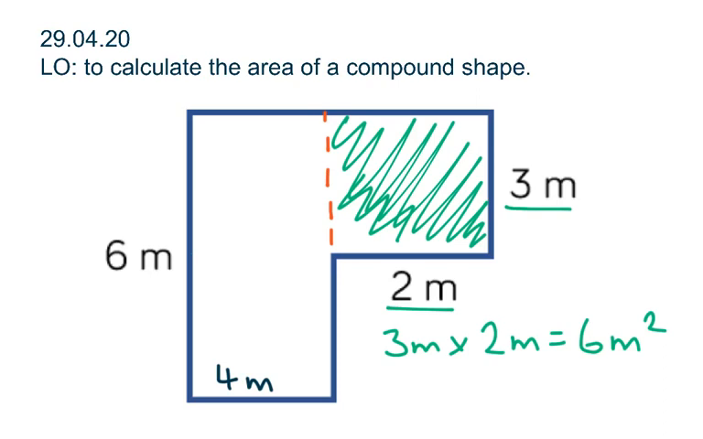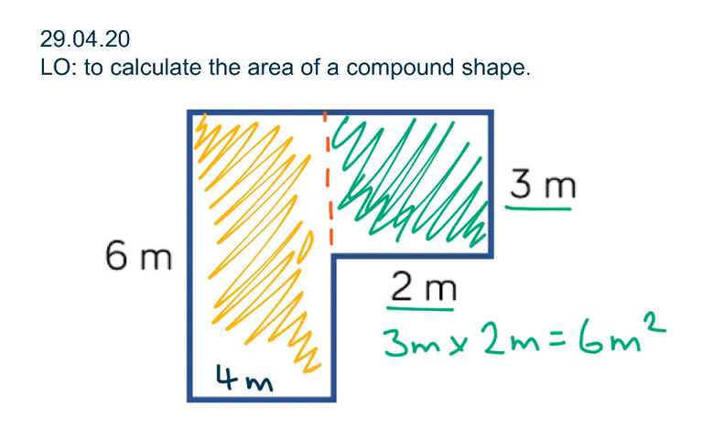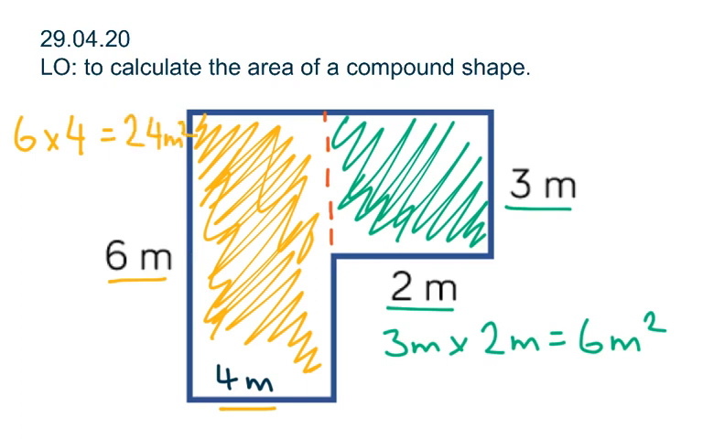We now need to have a look at this part of the shape that I'm shading in yellow. Again, it's going to be length times width. So we're going to look at this value here and this value here. We're going to do 6 times 4 equals 24, and again, meters squared. We've done a lot of practice of our 6 times tables and our 4 times tables, so these sorts of examples should be achievable for everybody.